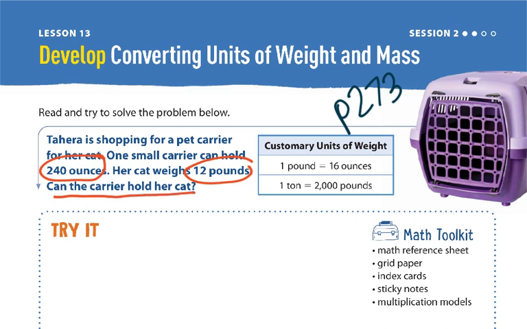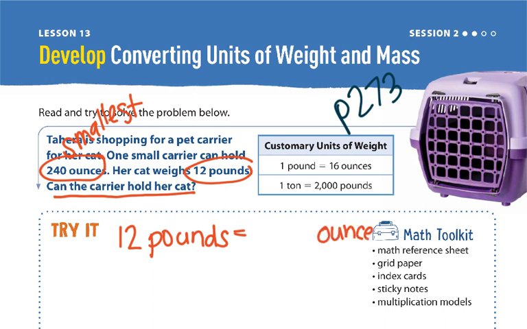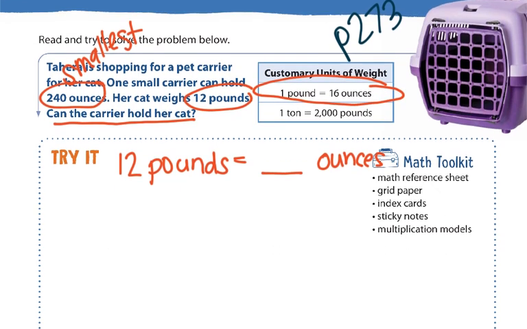Underline. Which one's the smallest unit? Ounces or pounds? Ounces. Let's write that. This is the smallest unit. Everything has to convert to ounces. So I'm going to get 12 pounds down to ounces. For every pound, it equals 16 ounces. So I can take 16 ounces and times it by the number of pounds I have.